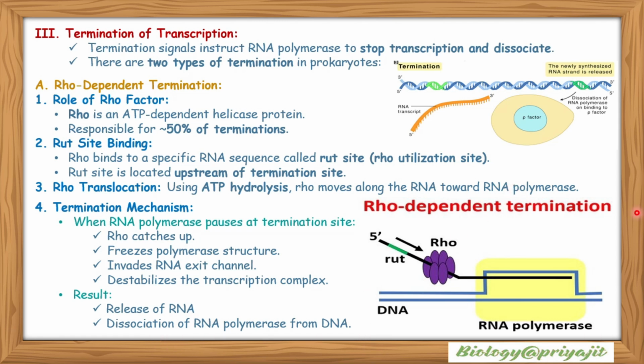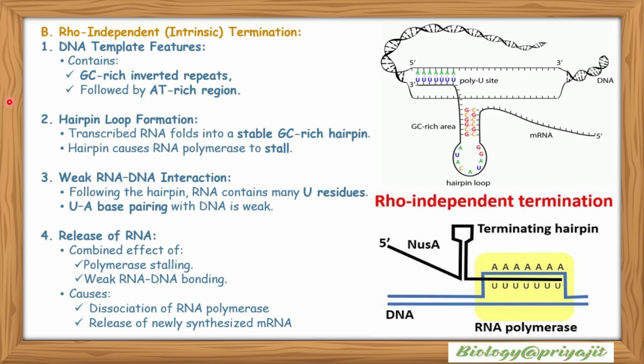So this is the rho-independent termination process. What happens during rho-independent or intrinsic termination? There is an intrinsic sequence. The DNA template contains a GC-rich inverted repeat, which is followed by an AT-rich region. Hairpin loop formation: the transcribed RNA folds into a stable GC-rich hairpin, and the hairpin causes RNA polymerase to stall at that site. Weak RNA-DNA interaction follows the hairpin. The RNA contains many U residues.